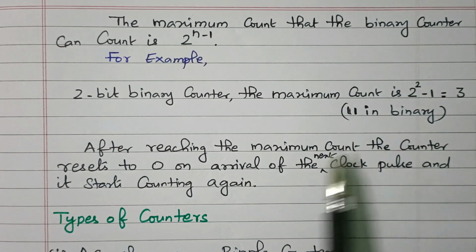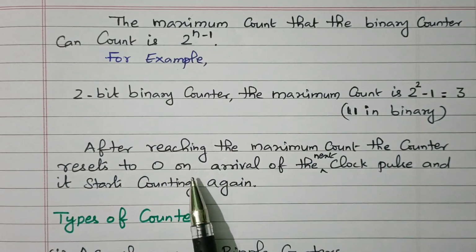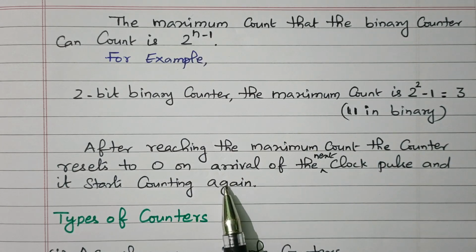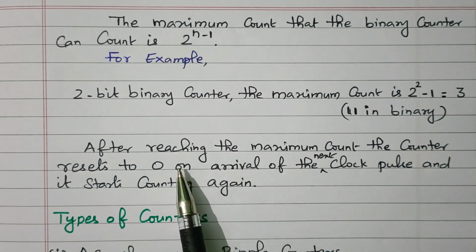After reaching the 4th state, again it will go to 0. Again it will start from 0 0, 0 1, 1 0, 1 1, right? So 2 digits mean 4 possibilities. After reaching the 4th possibility, again it will reset.